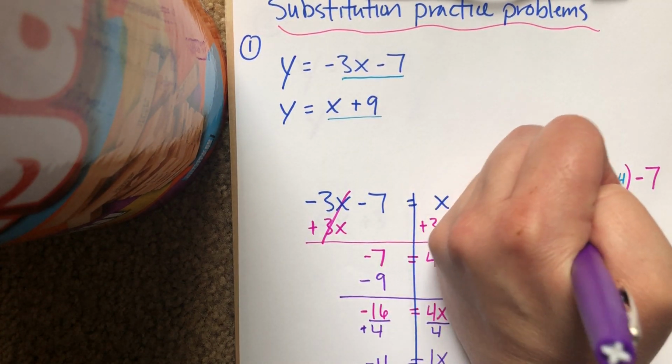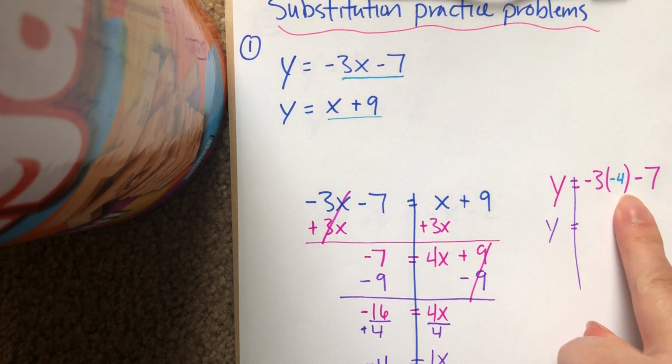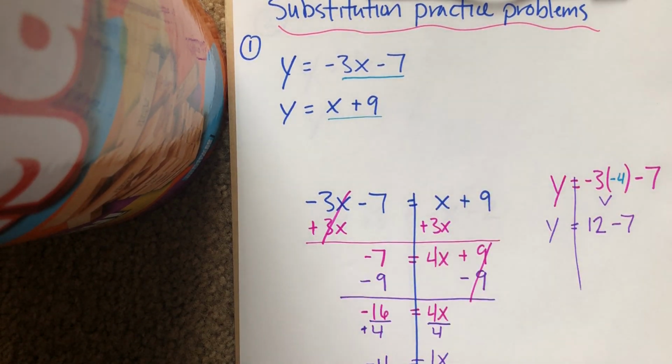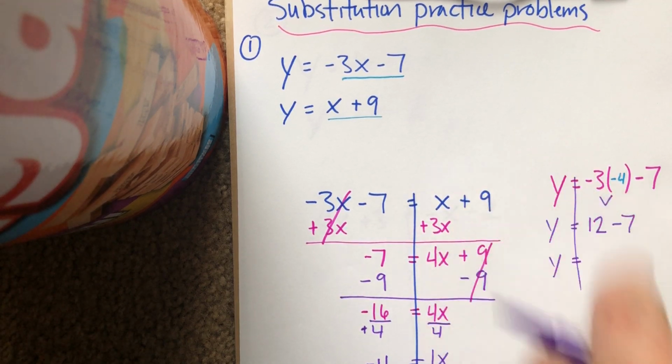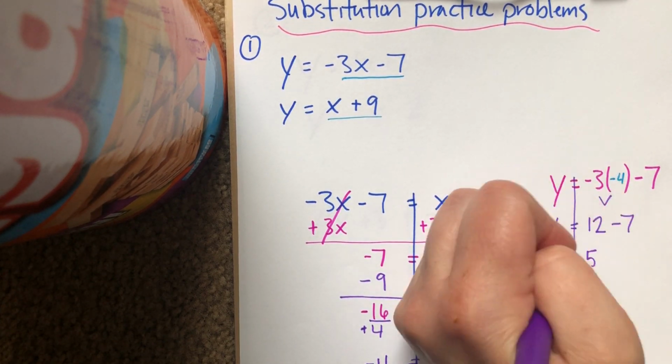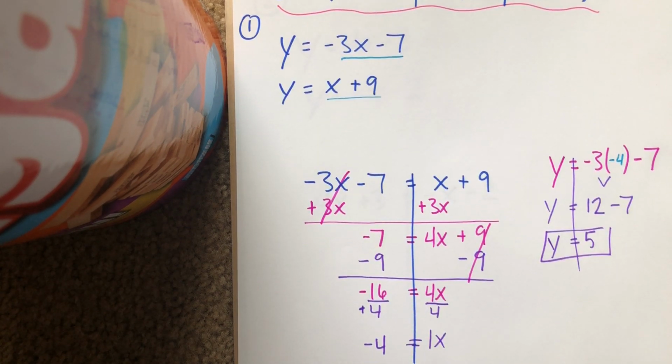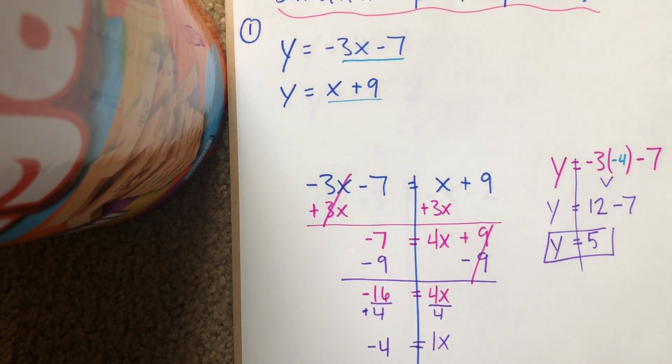So I have y is equal to negative 3 times negative 4 multiplied together would be positive 12. Bring down that minus 7. Y equals 12 minus 7, that's going to be 5. So y equals 5 here. I could use this way easier equation if I wanted to just do the same thing.